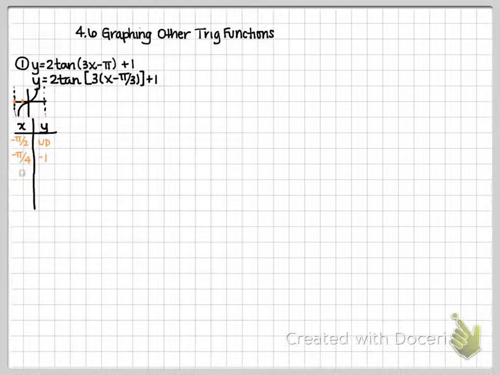Then at 0, I'm going to be at 0. Go another pi over 4. That's going to get me 1. And then I'll go another pi over 4, which is 2 pi over 4, which is pi over 2. So with tangent, I know that the beginning and the end are always going to be at pi over 2's, and it's going to be undefined. Then I go in increments of pi over 4 in between.